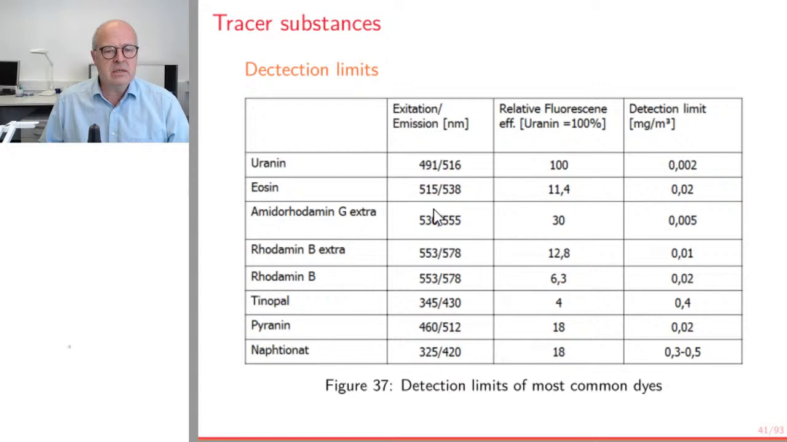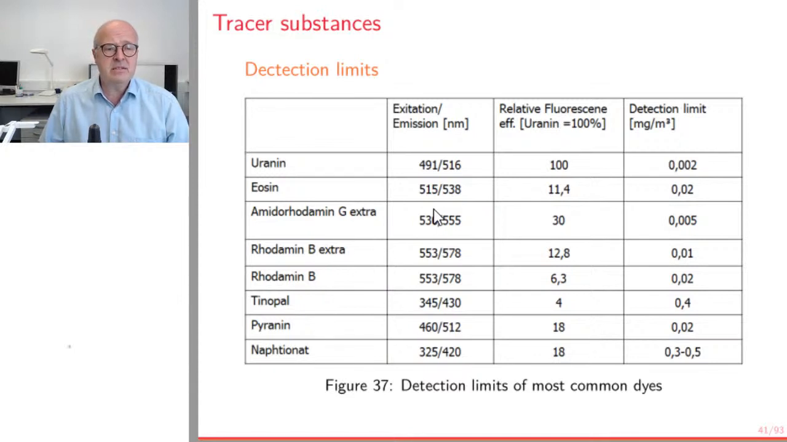Now if you look at the surface water tracers, amidorhodamine G extra has also a low detection limit, similar to uranine. Perfect. Relative fluorescence is 1/3 more or less of uranine, so 3 times more substance. So the champions here are uranine for groundwater and amidorhodamine G extra for surface water. If you need other options, there are variants of the rhodamines. I would not use the so-called rhodamine WT water tracer, which is still used in the United States, but which is known to be carcinogenic. I would really not use it.